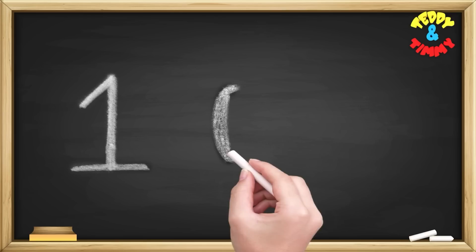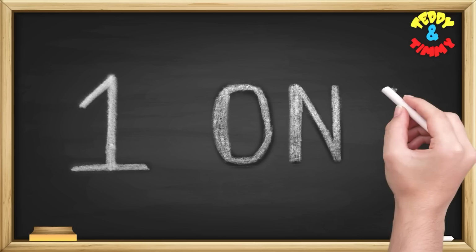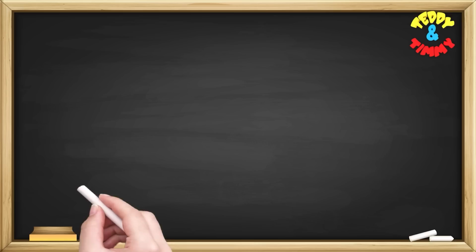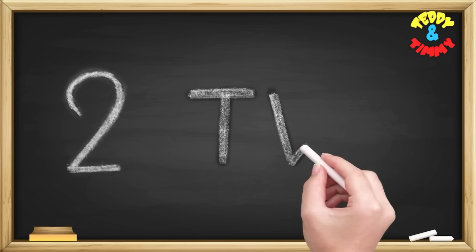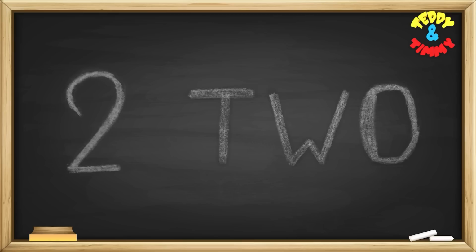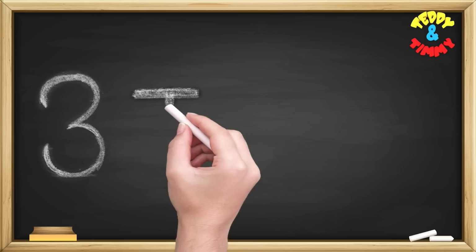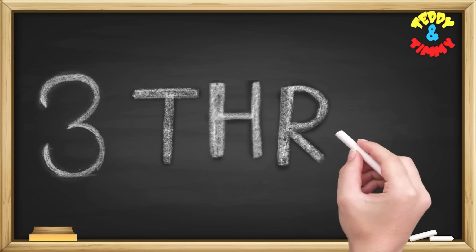One. O, N, E. One. Two. T, W, O. Two. Three. T, H, R, E, E. Three.